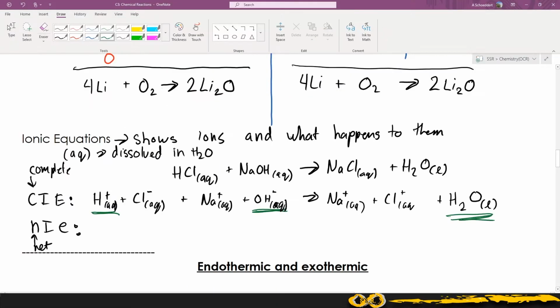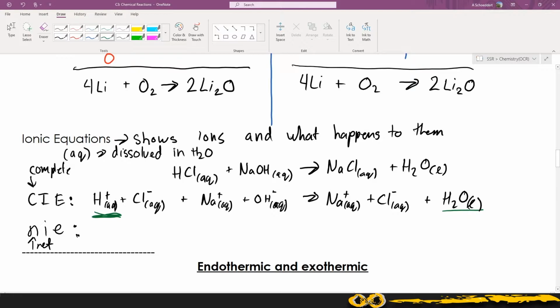And we can't separate out the liquid water into its ions because it is present as a liquid in the solution. This would be the same if you had, for example, a precipitate, a solid formed from two liquids. You wouldn't be able to separate that out into its ions either. The next type of equation is known as the net ionic equation, and that means it only shows the ions that have actually reacted.